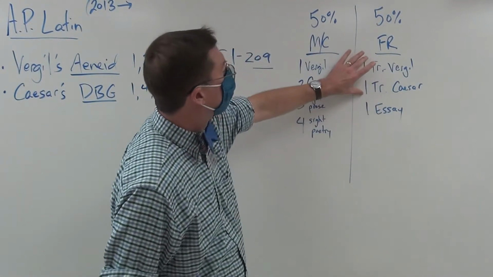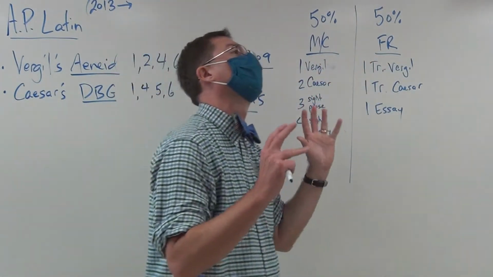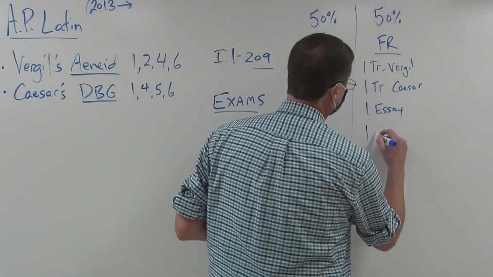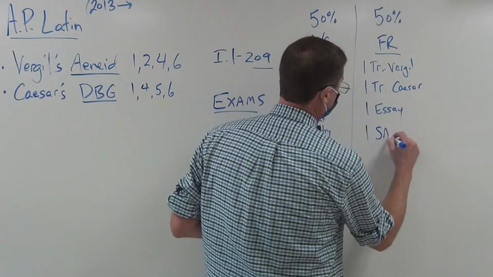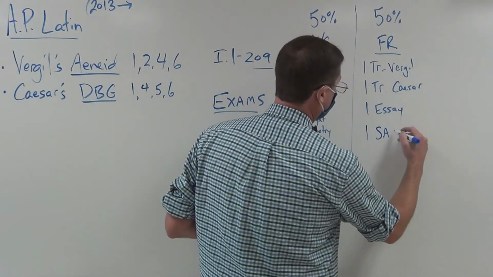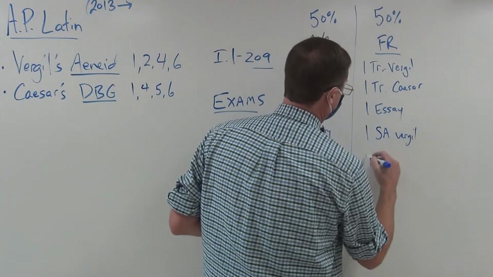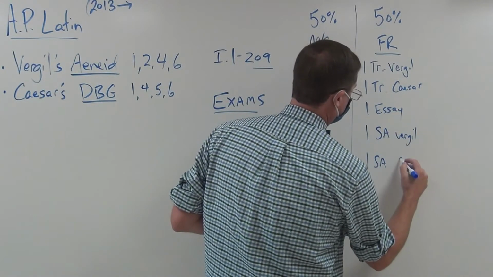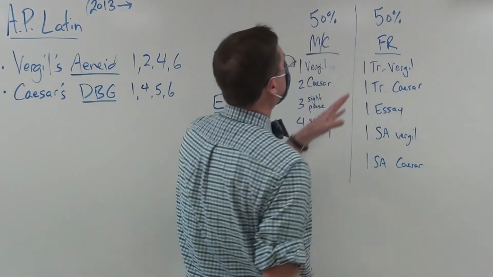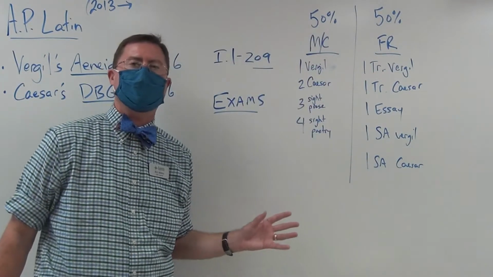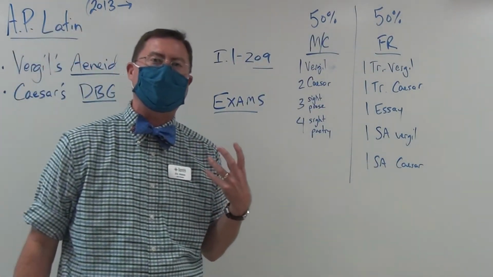To be able to translate, you gotta know what the lines say. You got to know what the lines say. Then you're gonna have one passage with short answer questions of Virgil. And then you're gonna have one passage of short answer questions of Caesar. So when it comes to the free response, there is nothing that is going to be on there that we will not have read in class.